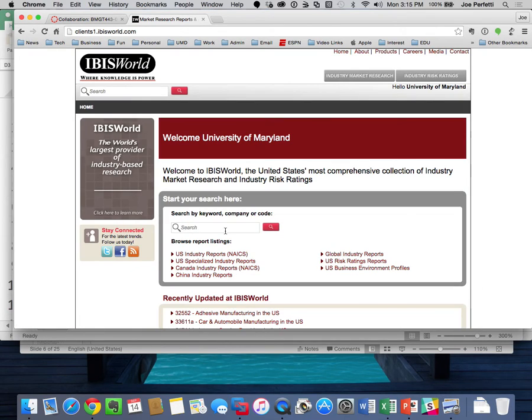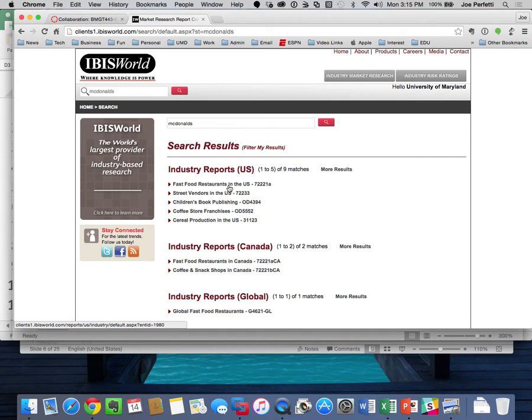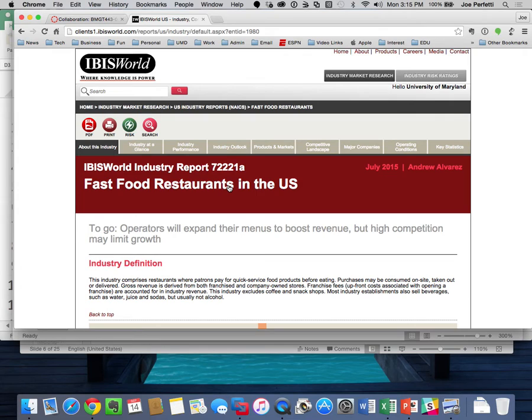Go to IBIS World. This is where you can get industry research reports. So you can type in a company or an industry. In this case, I'll type in McDonald's. And it'll show you the industry reports for McDonald's. And here's fast food restaurants in the US. And industry performance, industry outlook, they've already done a 5 forces analysis.